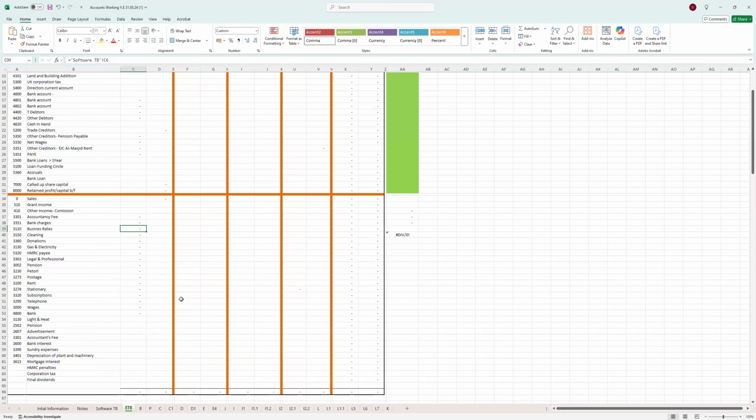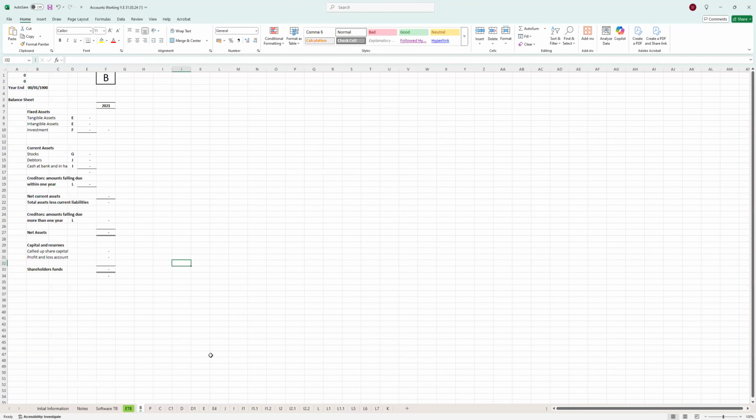Then we have some other breakdown of every single piece of information that we're going to record. For example, the first tab is called B. B is the balance sheet. Here we're going to look at all the information relevant to the balance sheet. For example, the tangible asset, investment, and the current asset is stock, debtor, and the non-current asset. And we have called up share capital and profit and loss. And we know the total asset less current liability is net asset. And net asset has to be equal to the shareholder fund. So that's how the balance sheet looks when you're going to prepare the limited company account.